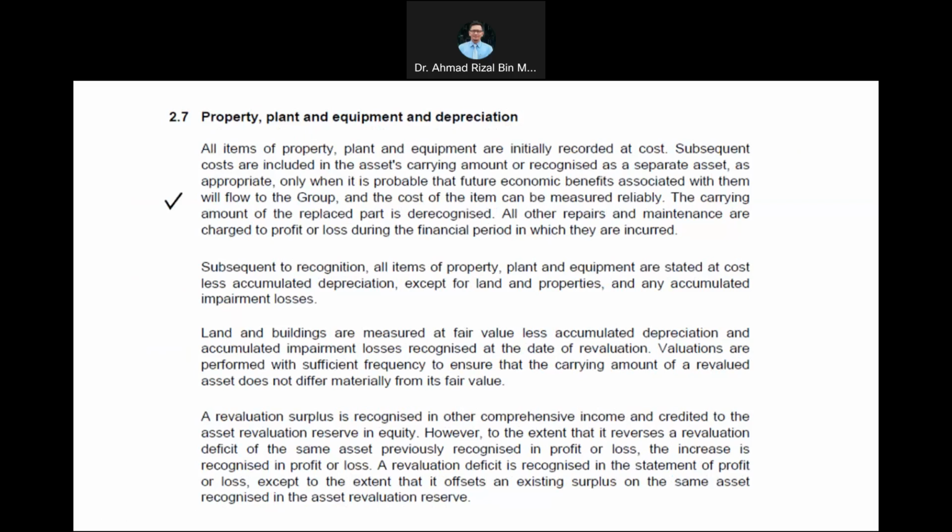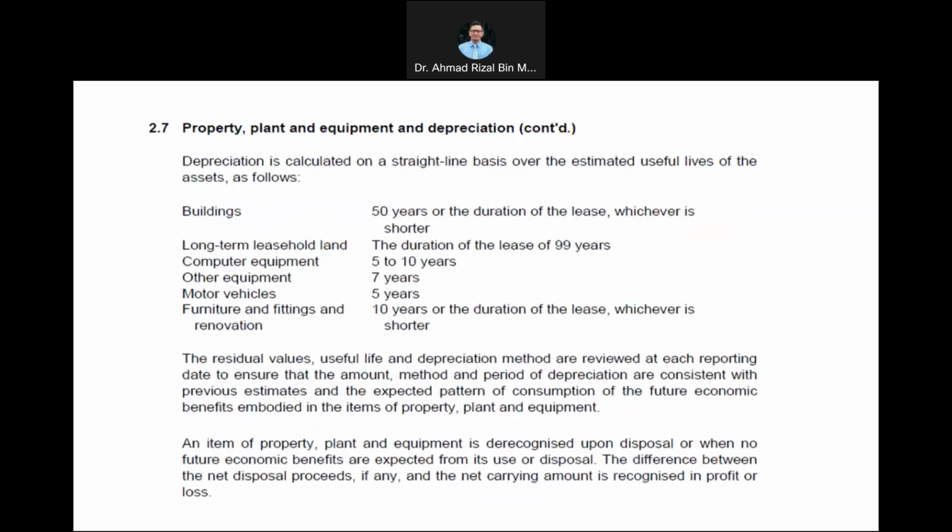So this is just a run-through to show you an example of how the accounting concepts are applied and explained in the annual report. This is for the depreciation of the assets. These are the types of assets the company has: buildings, land, computer equipment, motor vehicles, furniture. These are the useful lives, using the straight-line basis. Each asset has a different useful life.